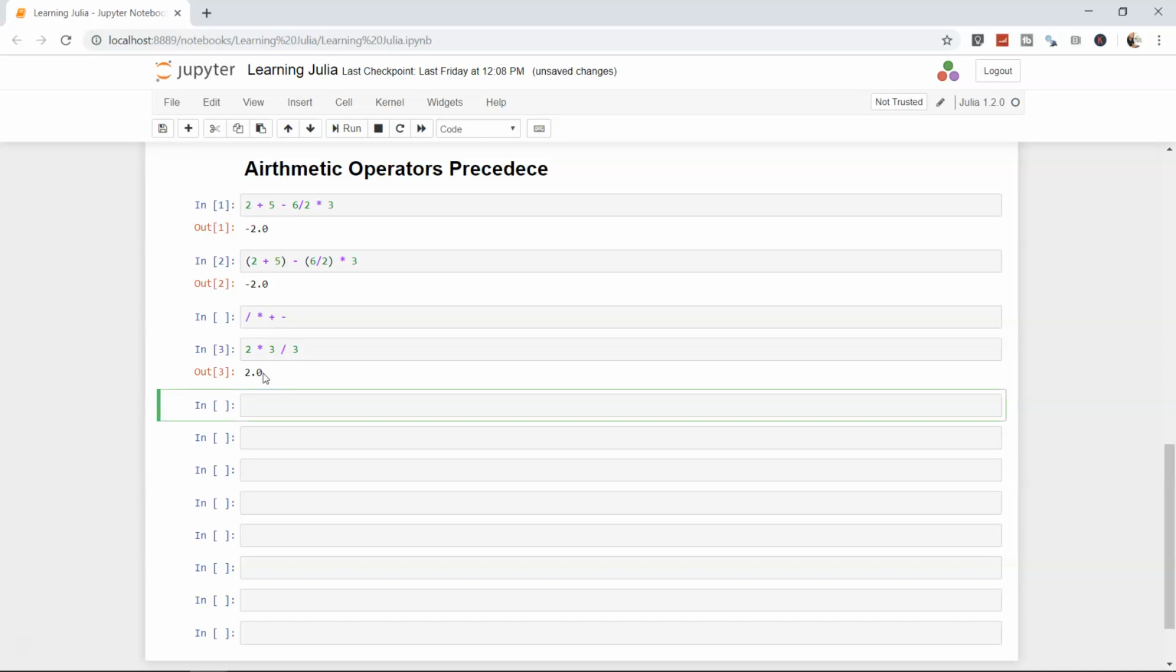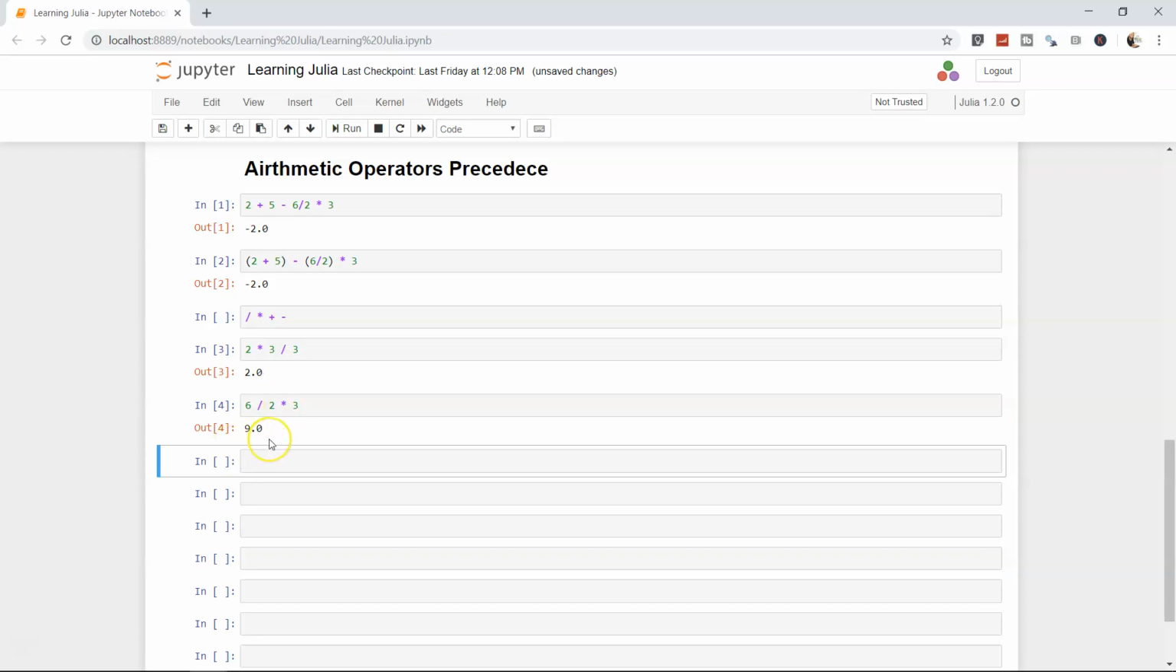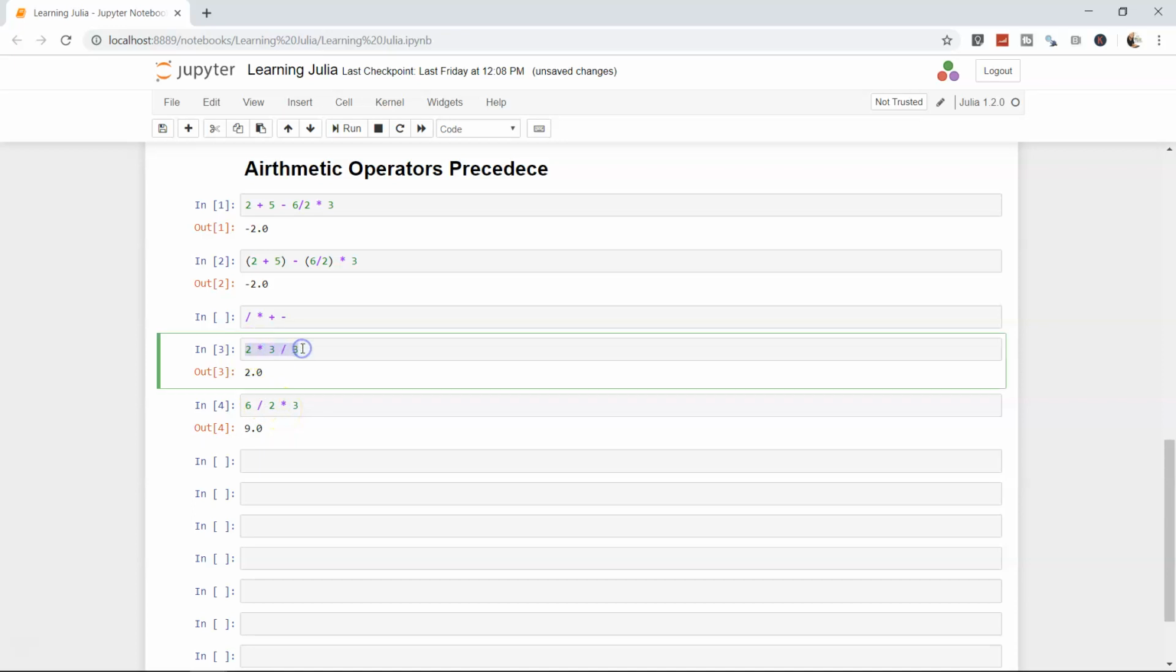Let's understand with another example. 6 divided by 2 multiply with 3. Again, I suggest you pause the video and try to give the answer to this calculation. I hope you have figured it out. If I press Shift Enter, it's clearly visible that the answer is 9, because 6 divided by 2 will be 3, and 3 multiply with 3 is 9. Alright, so that's the operator precedence whenever you have open-ended calculations like this.